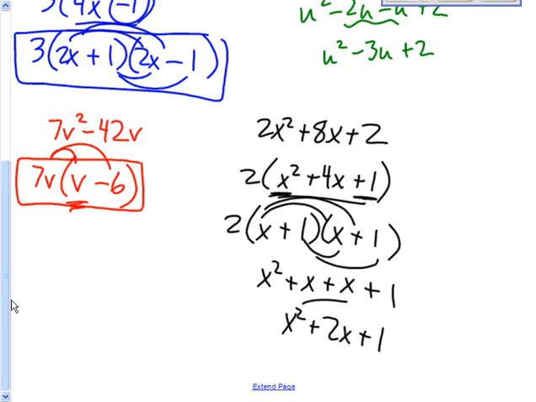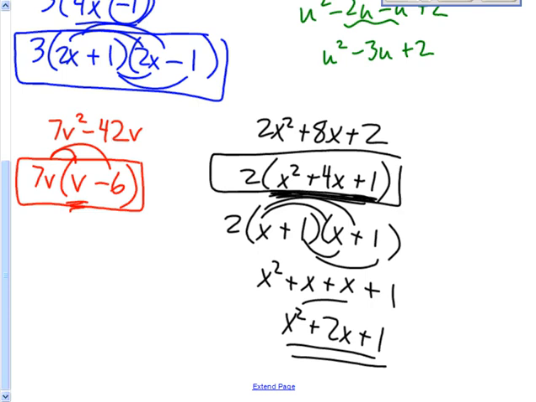So you notice I'm stuck. This cannot match x squared plus 4x plus 1. Okay, so I say, well, I'm done. That's as far as I can go right there. And it looks like I can't factor that x squared plus 4x plus 1. Factor it nicely.